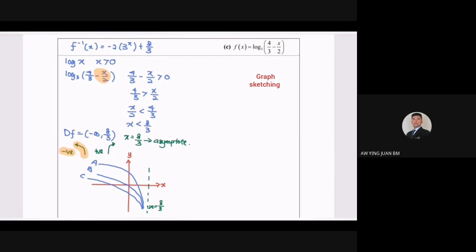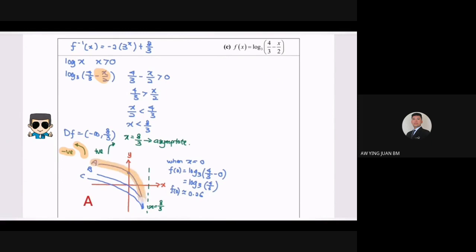So in order to determine the situation A, B, and C, we need the help from the value of y. When x equals 0, f(0) will be equal to log base 3 bracket 4 over 3 minus 0. So our answer will be log base 3 of 4 over 3. Based on the calculator, log base 3 of 4 over 3 is approximately 0.26. So from here we can see that the value for f(0), or y, will be around here. So now our situation will be A. The y-intercept will be above the x-axis.